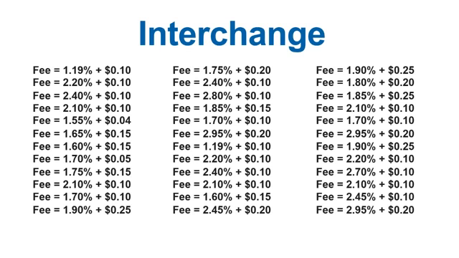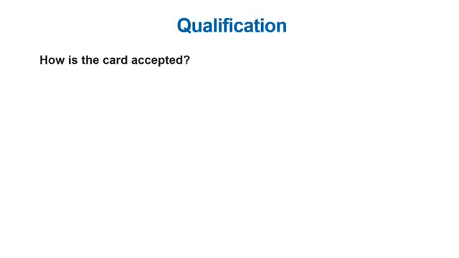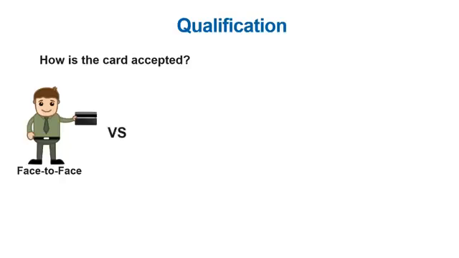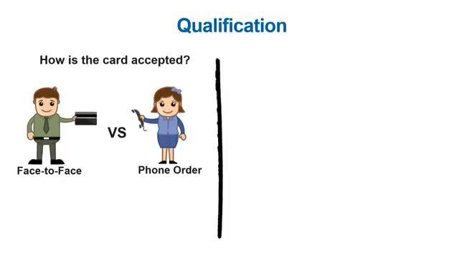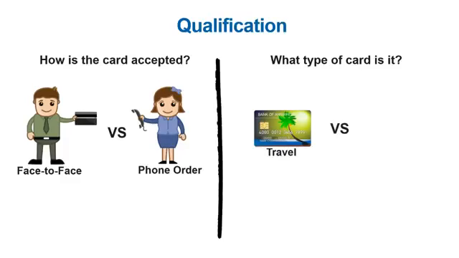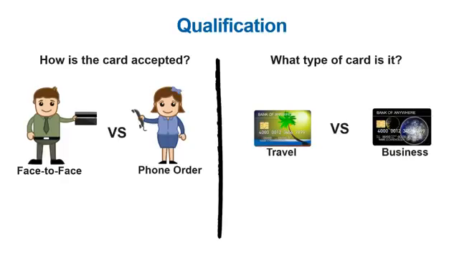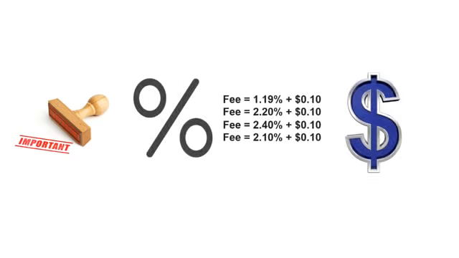The two main qualification requirements are, number one, how the payment is accepted, whether it's face to face or over the phone, for example. And the second is the type of card that is used, whether it's a consumer card or a business card, for example. Individual rate categories are set by Visa and MasterCard, and the interchange schedule of fees are published and could potentially change 2 times per year. This is important to remember since those changes can affect the cost of your merchant account.